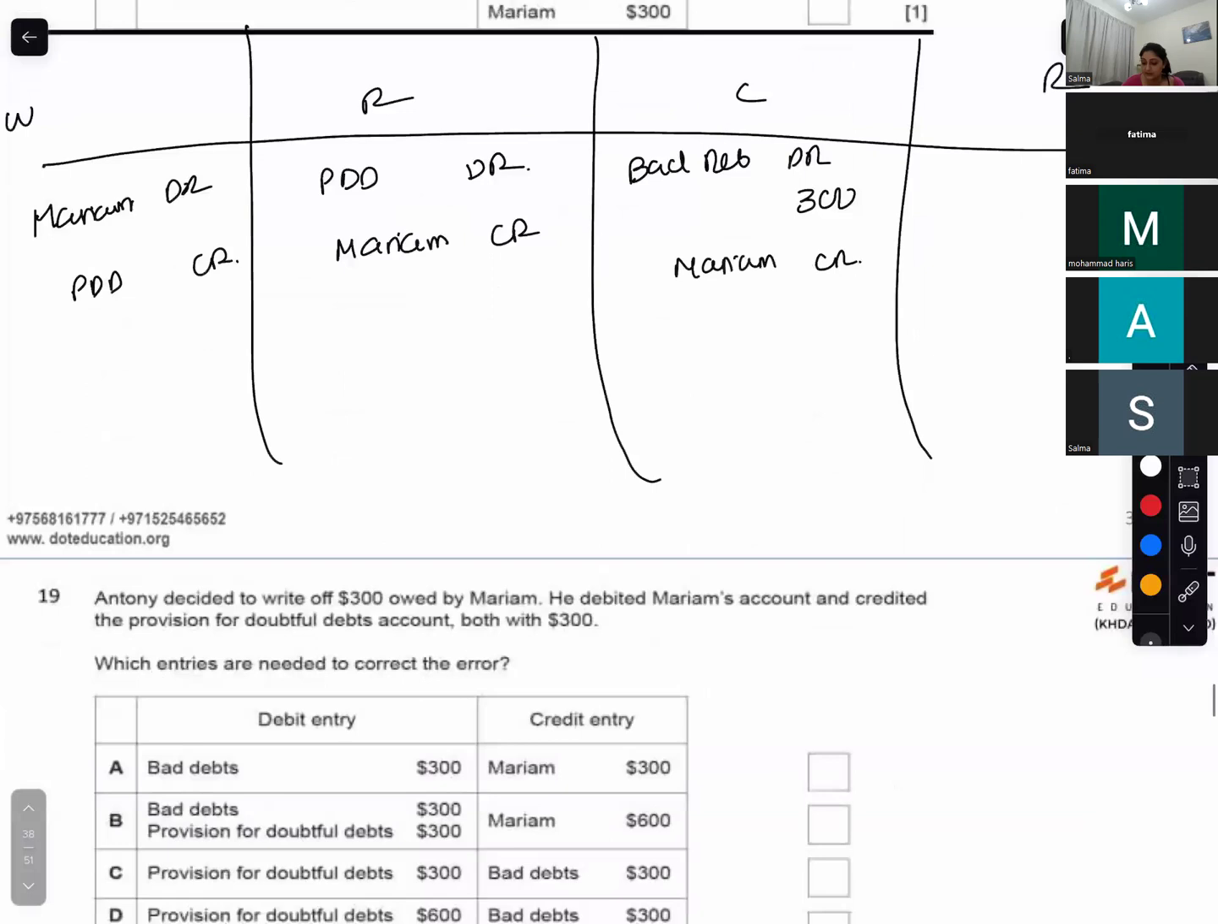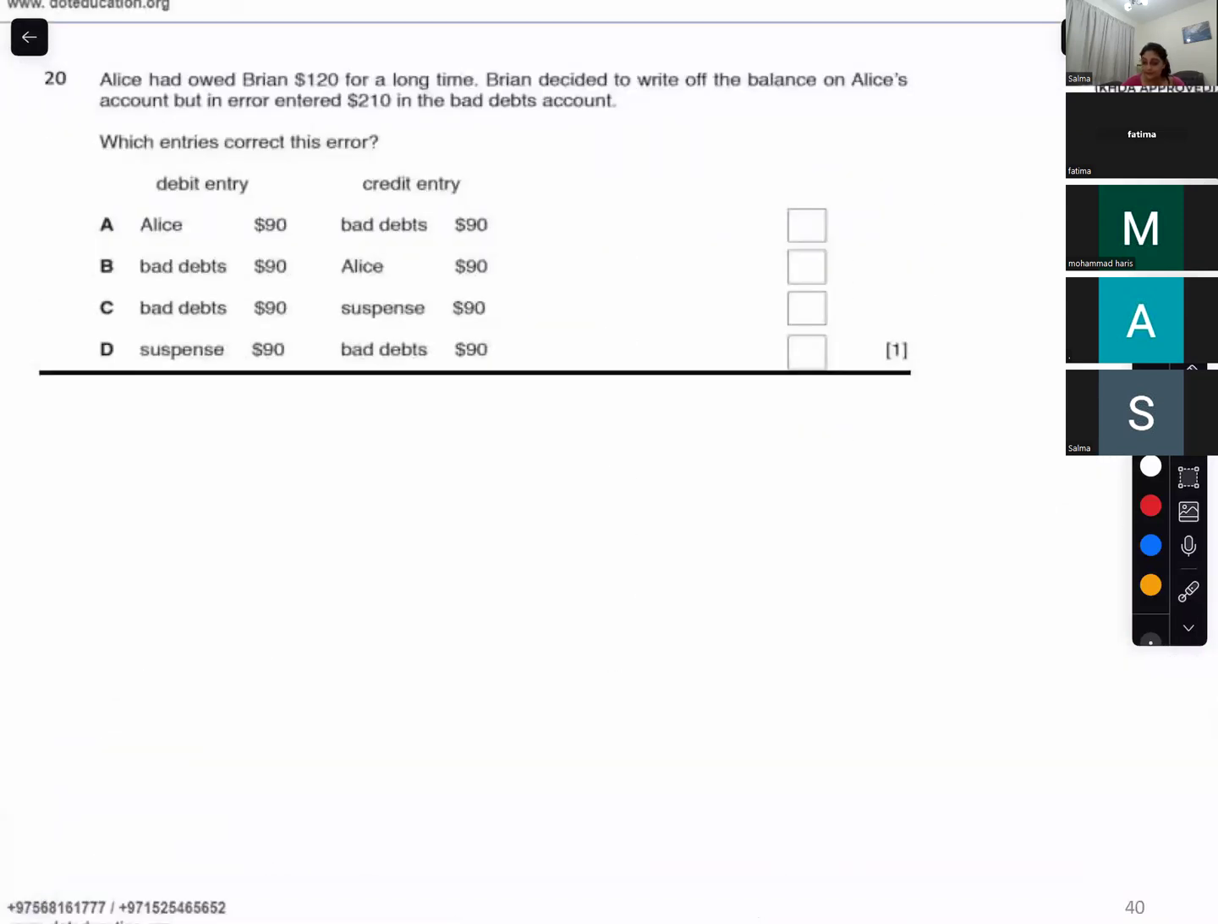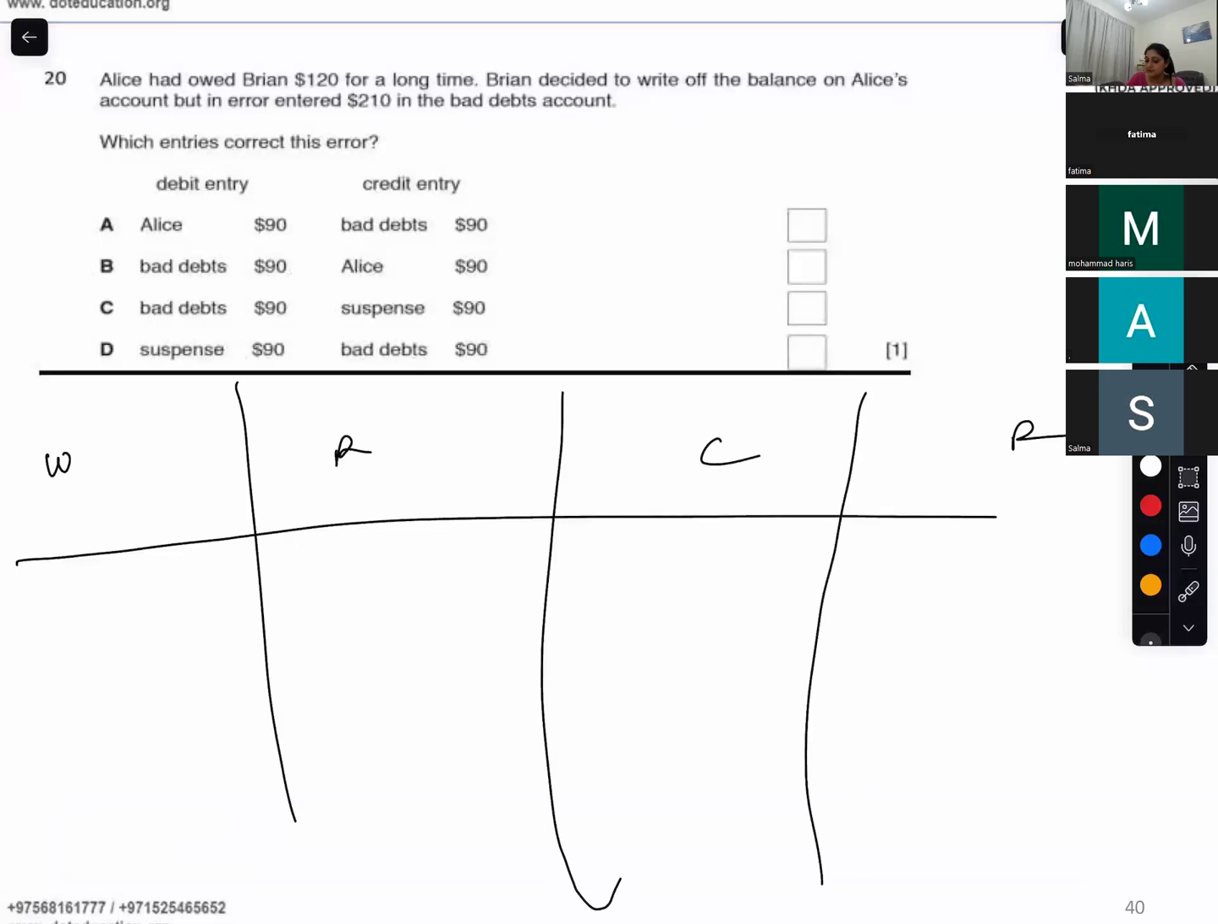Let's proceed. Alice had owed Brian 120 for a long time. Brian decided to write off the balance on Alice's account, but in error 210 was entered in the bad debts account. So in the wrong entry, bad debts is debited 210. What is the correct entry? Correct is bad debts debit 120, Alice credit 120.